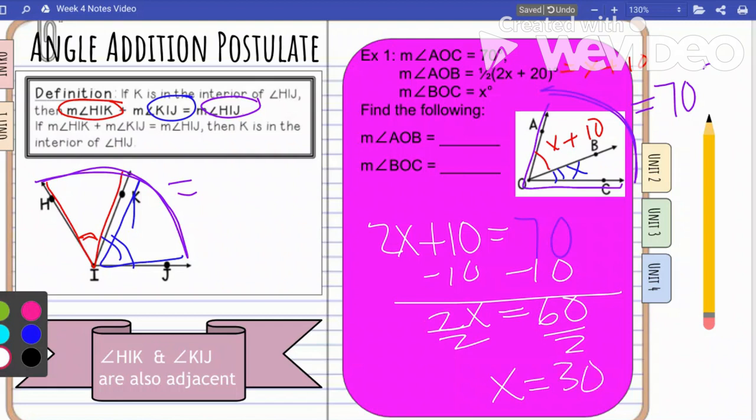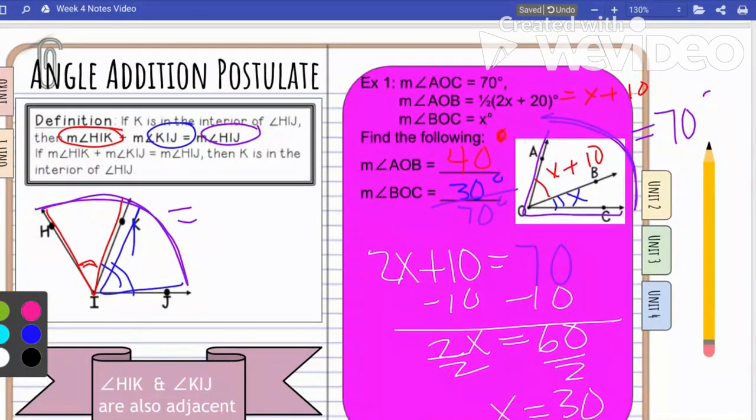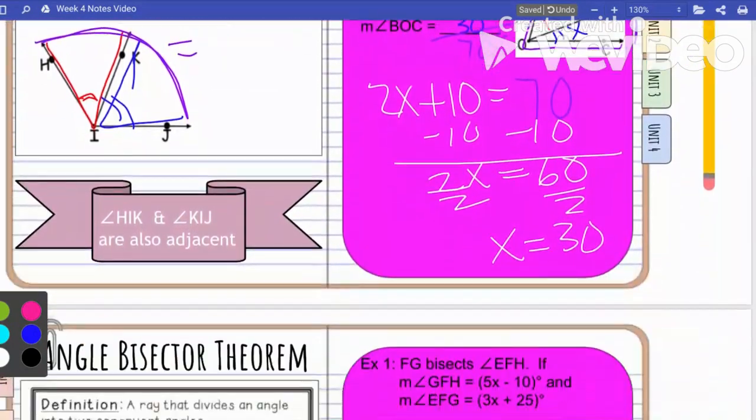So when I plug it in, angle AOB is 30 plus 10. That's 40 degrees because angles are measured in degrees. And angle BOC is equal to x, and x is 30 degrees. And to check our answer, 40 plus 30 is 70 degrees. So we did a good job. So that was angle addition. We add together the pieces to equal the total.